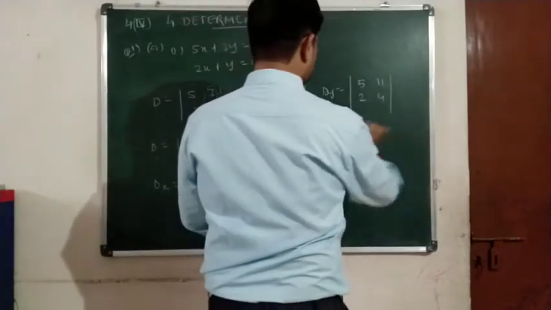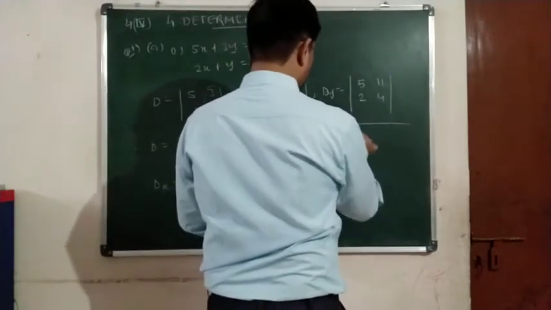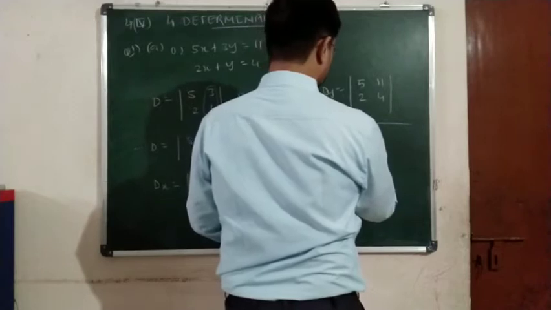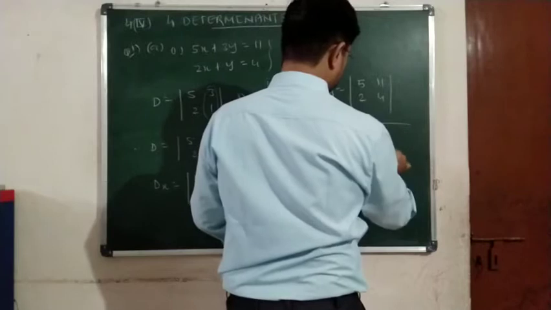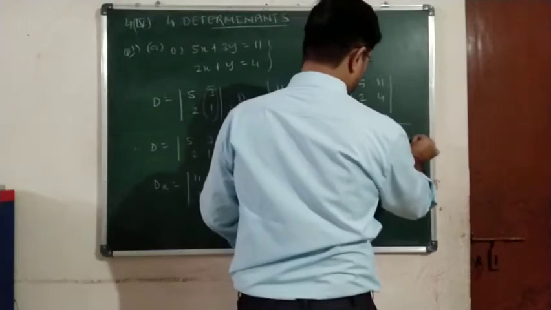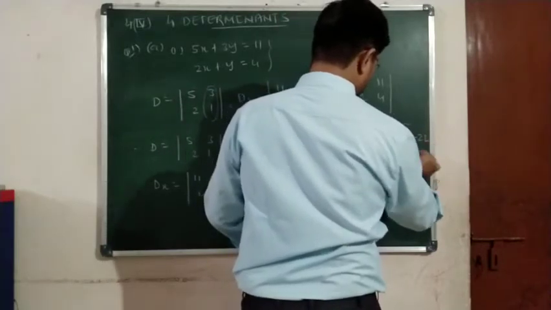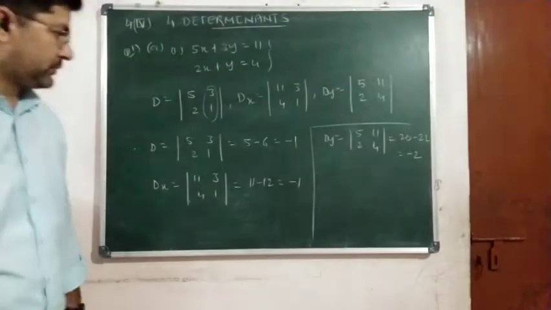And similarly we can calculate dy. Dy is equal to 5 2 11 4. So 5 4s are 20 minus 11 2s are 22 is equal to minus 2.